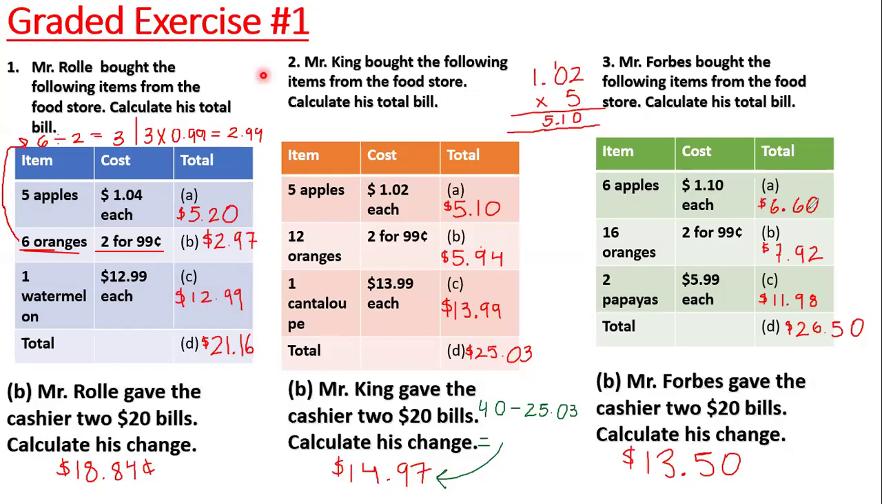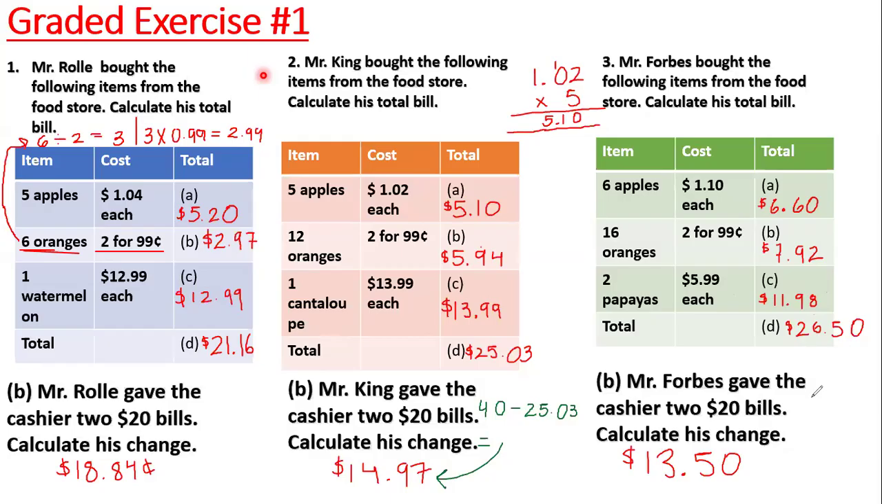16 oranges, 2 for 99 cents. Divide 16 by 2, which will give you 8, and then 8 times 99, which will give you $7.92. Very good. 2 watermelons cost $5.99 each. 2 times $5.99 equals $11.98. Very good. And add them all up, and your total will be $26.